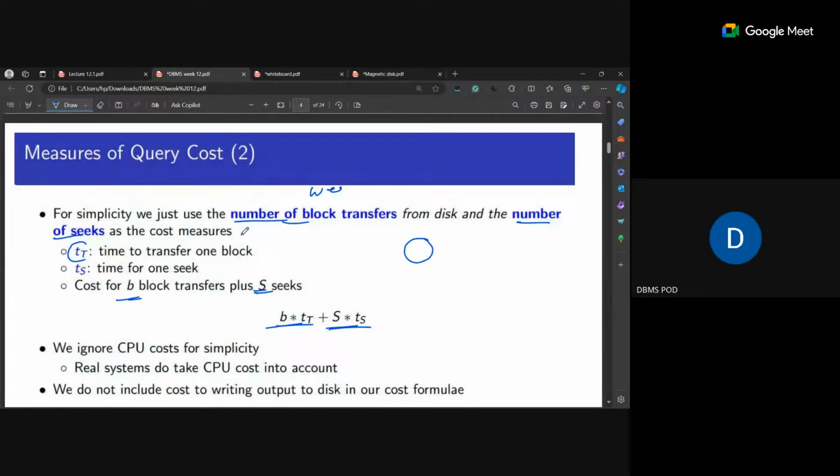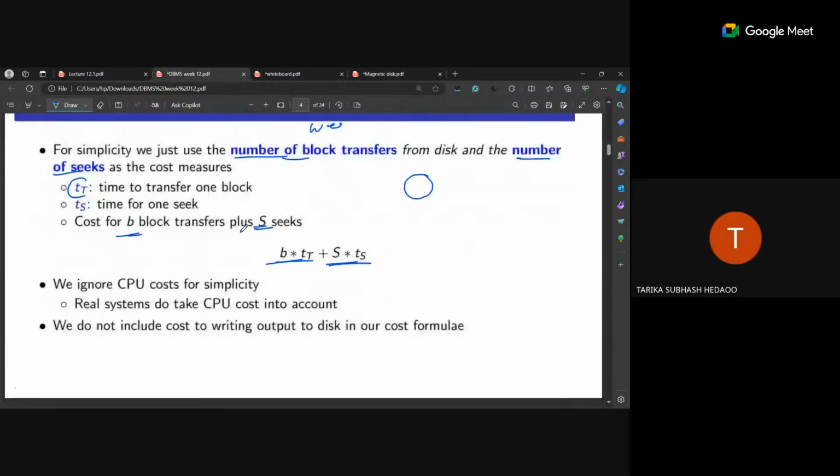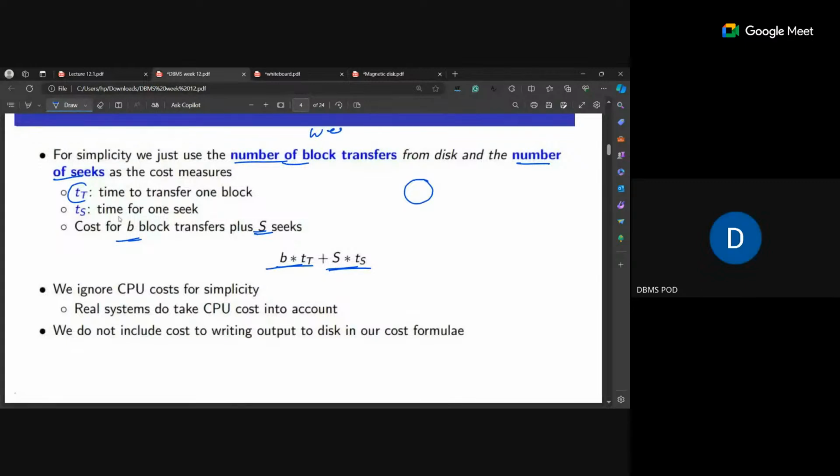Sir, here TS is the seek time, right? Time for one seek, yeah. So then what is S? S is the number of seeks required. How can we calculate that? So the total will be, suppose B is the number of block transfers. For one block transfer, TT time is required, right? So B into TT. And suppose TS is the time for one seek and S is the number of seeks required, then S into TS, right?